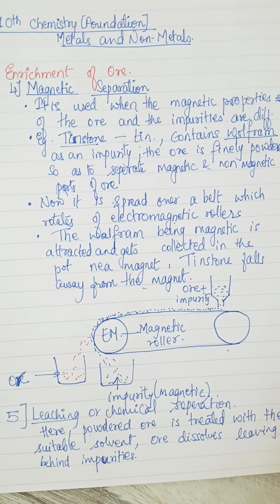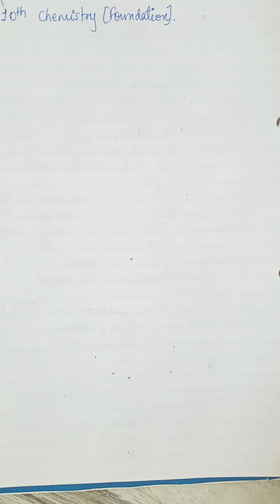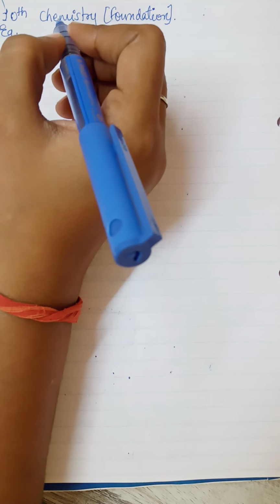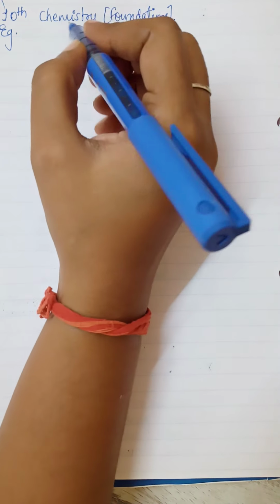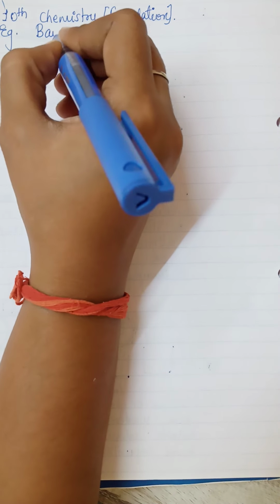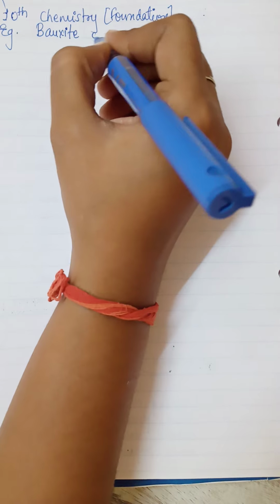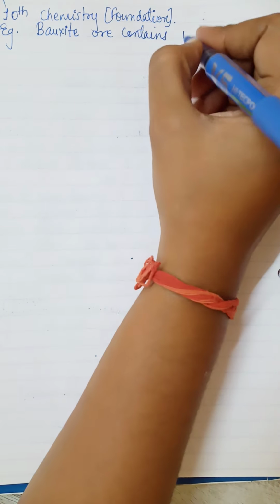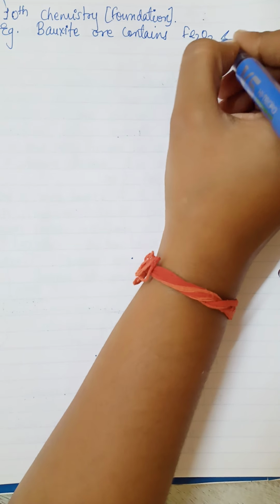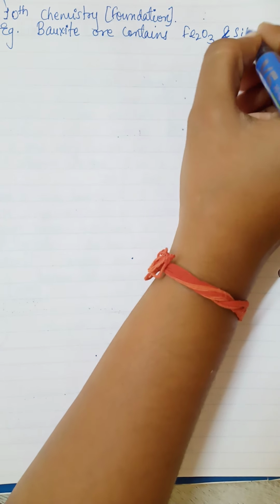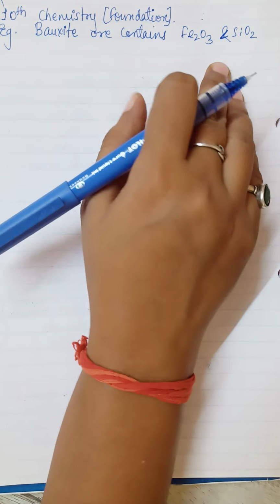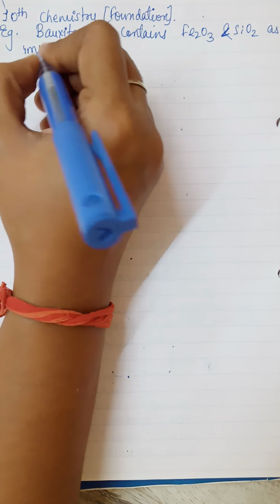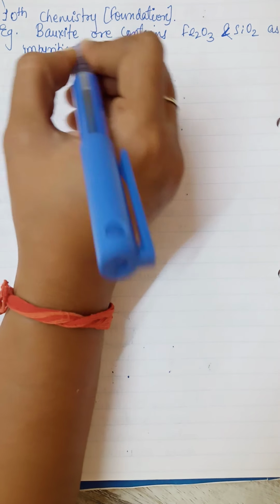So let's also see the reaction for it. Let's take the example of aluminum itself. For example, we are taking bauxite. Bauxite ore contains Fe2O3 and SiO2 as impurities. So you have to remember that these are the impurities.